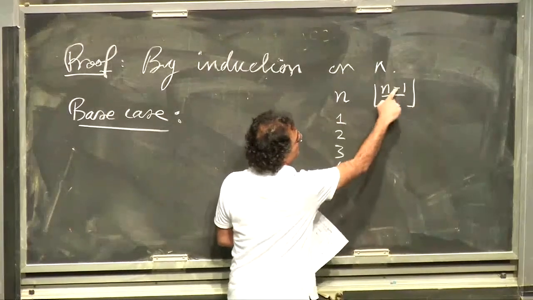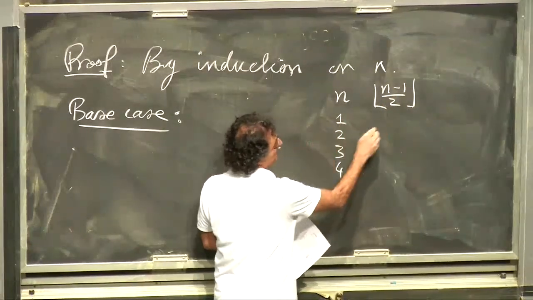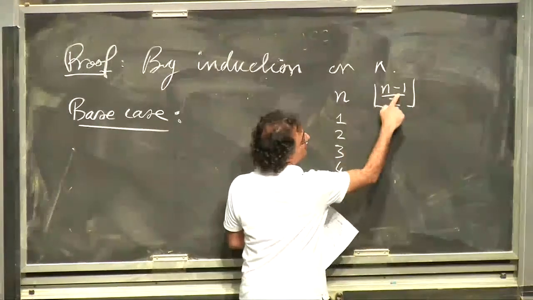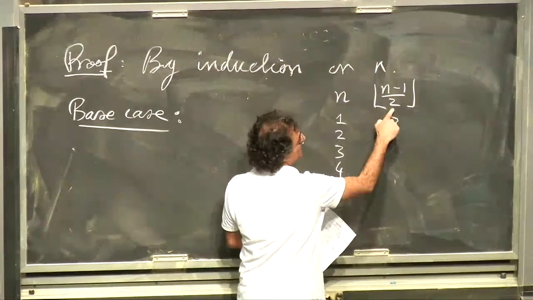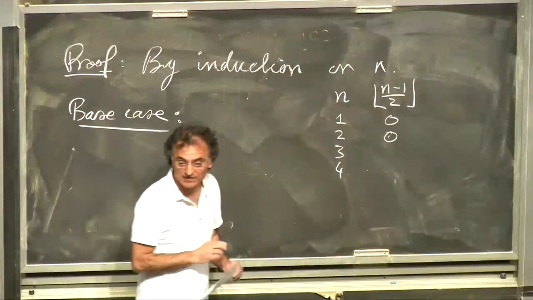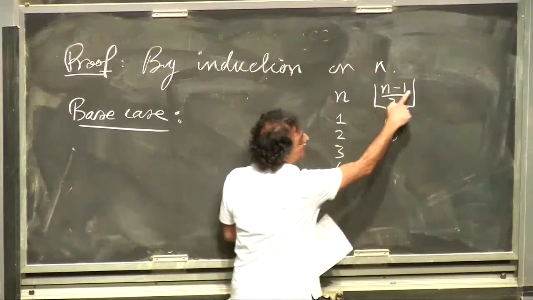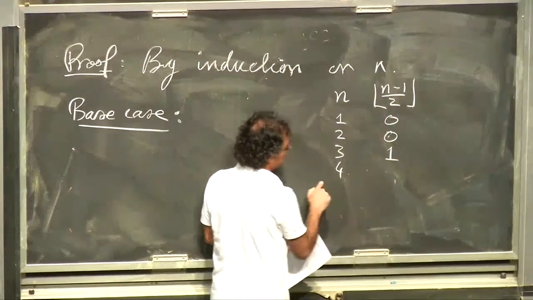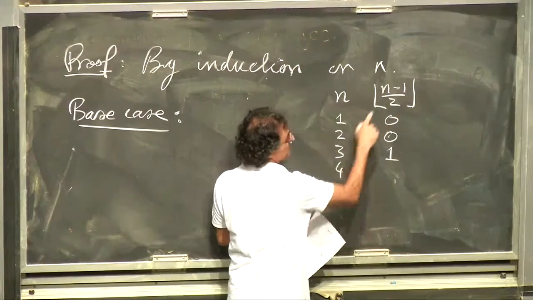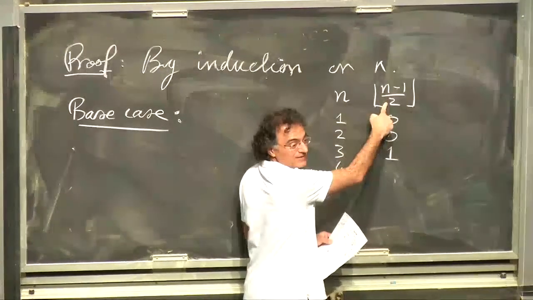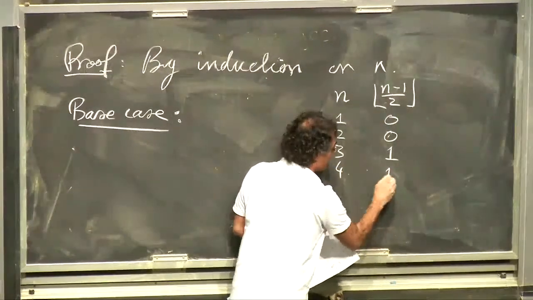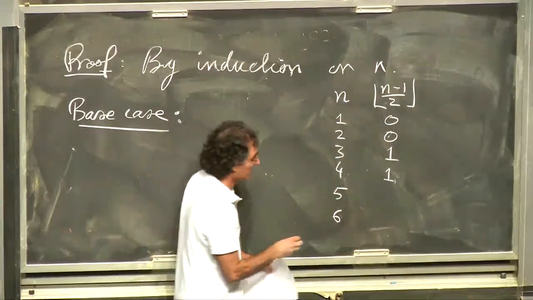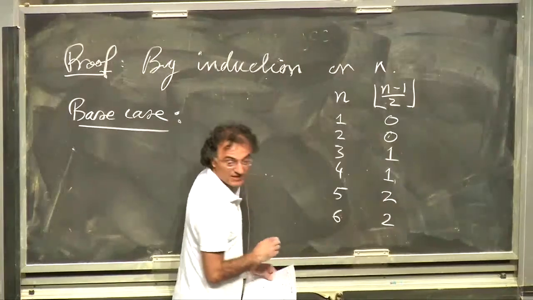Okay, what's 1 minus 1 over 2 floor? 1 minus 1 is 0, so you get 0. 2 minus 1 over 2 is 1 over 2, floor, we get 0 again, right? 3 minus 1 over 2 gives 2 over 2, floor, that's 1. So we get 1. 4 minus 1 over 2 is 3 over 2, which is 1.5. Take the floor, we get 1 again. So what would you guess 5 and 6 gives us? 2 and 2. 7 and 8 gives us.